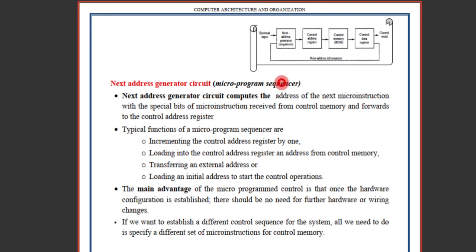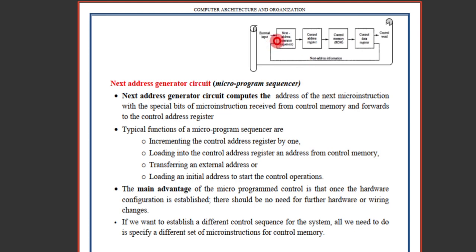Let's now discuss the functions of the microprogram sequencer. Incrementing the control address register by 1, loading into the control address register an address from control memory, transferring an external address to the control address register, and loading an initial address to the control address register to start the control operations. These are the typical functions of a microprogram sequencer.